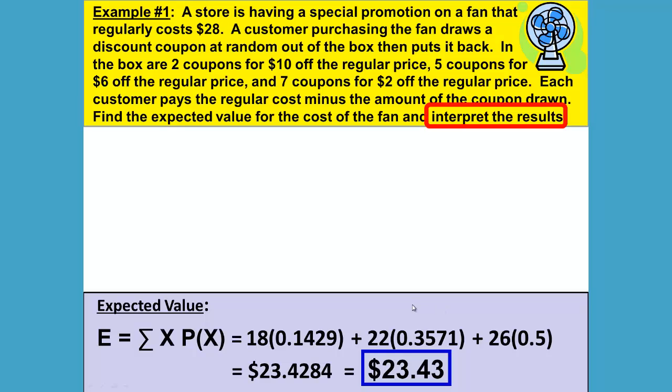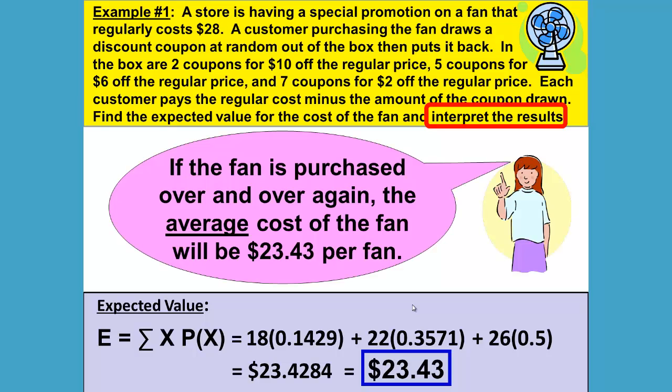Lastly, we need to interpret the results. Remember, this is a long-term average. So if the fan is purchased over and over again, if our process is done over and over again, the average cost of the fan will be $23.43. We want to remember that the expected value is the long-term average. Also remember to ask yourself if your answer is reasonable. Does this sound like a reasonable price for the fans? Since the fans range in price from $18 to $26, $23.43 is a reasonable answer.